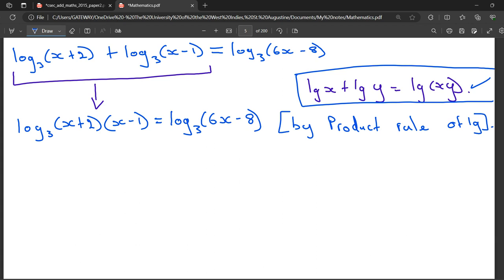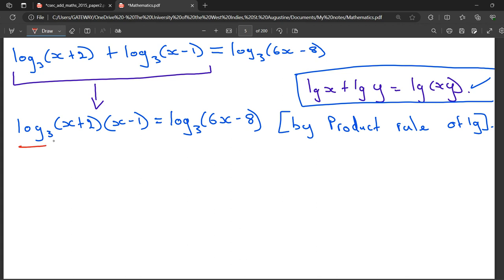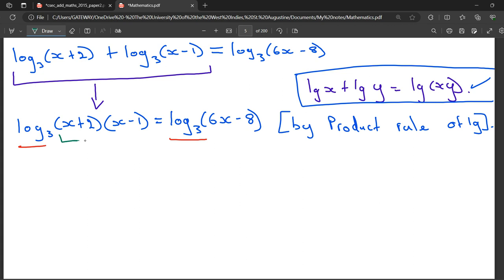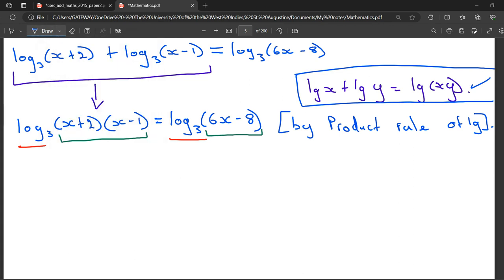Now since the logs on both sides of the equation are the same, that is both sides have log to base 3, left hand side and right hand side, right? In other words, both bases are 3, in this case are the same. We can equate the terms. We can equate the x plus 2 times the x minus 1 to 6x minus 8.